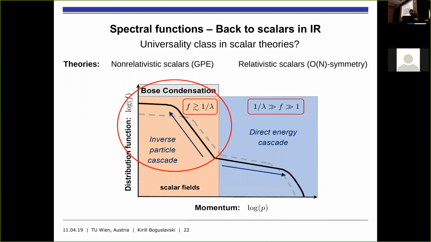Now, coming back, having that in mind, to scalars in the infrared, and this is the last part of my talk, where we have GPEs that are scalars and realistic scalars, and we're concentrating again on the infrared.